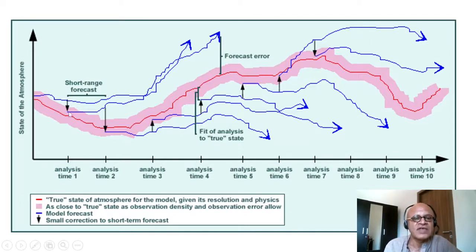So there is the model forecast given the initial conditions and small corrections to short-term forecasts. So you have here a forecast. At some point you blend data at analysis time 1, you reinitialize the forecast, and then you reinitialize at analysis 2, and so on and so forth. So the effort is to stay close to the true state along the way. So always forecasts, you can see they are deviating from the true state after starting with the analysis, which is the initialized state given by the data assimilation.